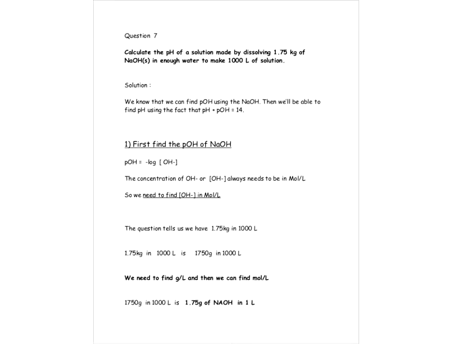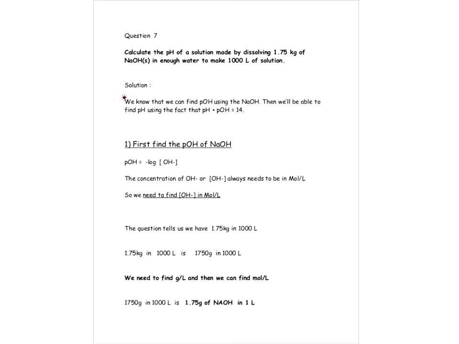All right. Good stuff. So let's look at the next one here. Next one says, calculate the pH of a solution made by dissolving 1.75 kilograms of NaOH in enough water to make 1,000 liters of solution. Okay, so how are we going to do this? We've got to find pH. And we've been given a base.